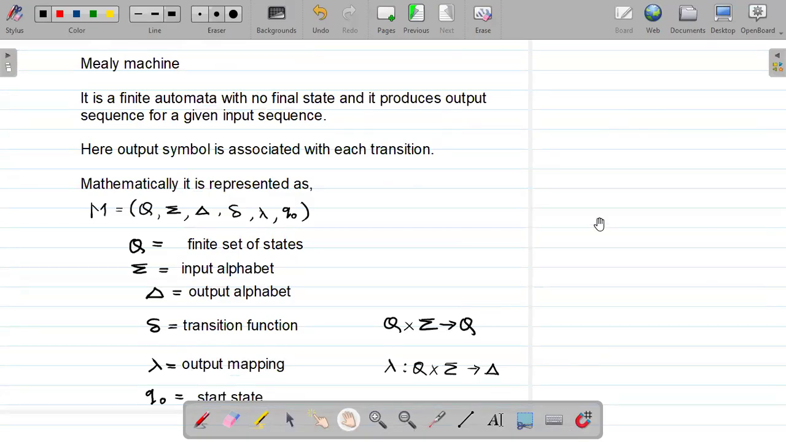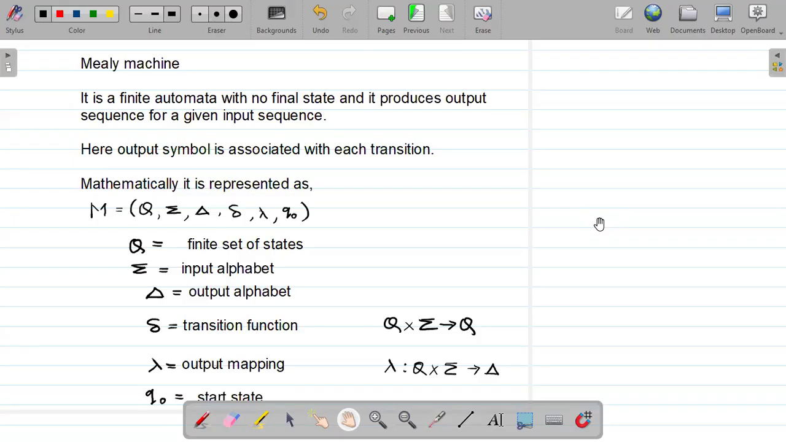So first we'll be seeing the definition of Mealy machine, and then we'll see a problem related to it. A Mealy machine is a finite automaton with no final state, similar to the Moore machine, and it also produces the output sequence for a given input sequence. The difference is that here the output symbol is associated with each transition. So when we move from Q0 to Q1 or Q1 to Q2, the output will come. So it is associated with each transition. The output has to be on the transition and not in the state.